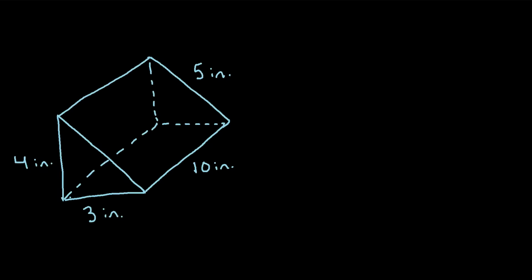In this video, we will talk about how to find the surface area of a triangular prism. So let's check out an example here. Let's say we have this triangular prism and we want to find the surface area. So that's the area of all of the faces on the outside of the prism. So how can we do that?